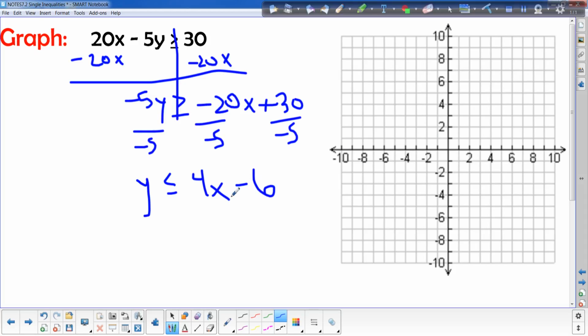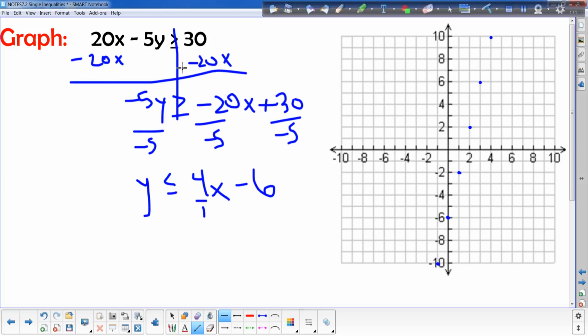That would be positive 4x, and that would be negative 6. So I'm going to come over here, my y-intercept is negative 6, and my slope is 4 over 1. So I'm going to go up 4 over 1, up 4 over 1. Notice that when I go over, I'm always going to the right. It doesn't matter if it's a positive slope or a negative slope. Always go to the right first, and then if you need to go down 4, you can go backwards 1. And I'm going to connect that line.